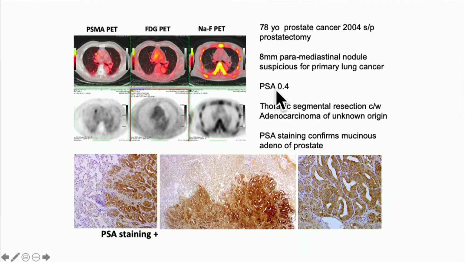Somebody was smart and checked a PSA, gave me a call and I said, well, maybe in addition to FDG PET, you should get a PSMA PET. So sure enough, the PSMA PET showed this solitary lesion here in the mediastinum. And his FDG PET was negative in this case. He didn't have anything in bone.